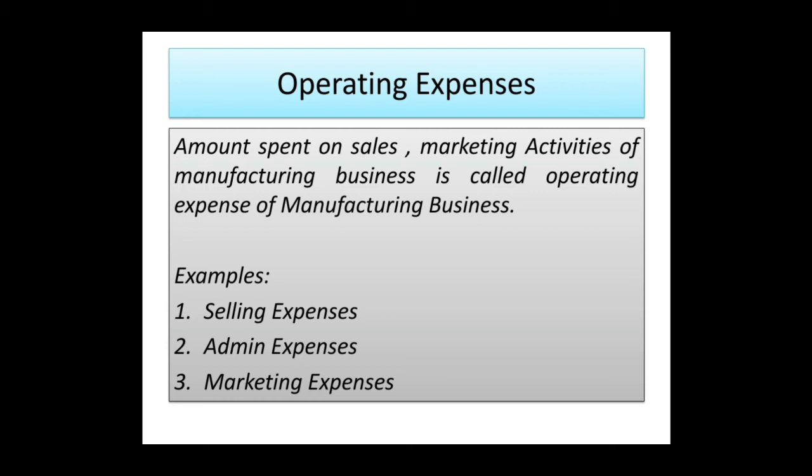As we have earlier studied, the production expenses in manufacturing business are called direct expenses. When the product has been produced, then that product would be sold in the market. So for sale, we have to do marketing, and similarly for sale purpose, we need certain kinds of admin expenses and selling expenses. So all these are the examples of operating expenses.